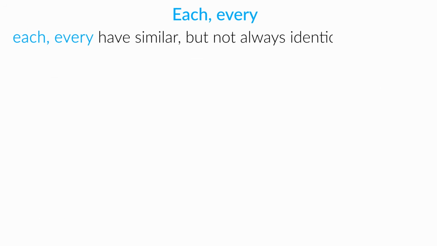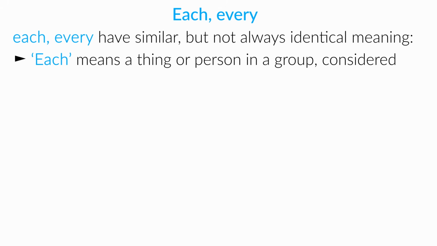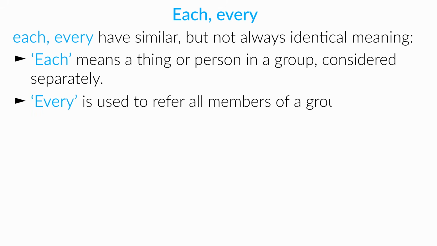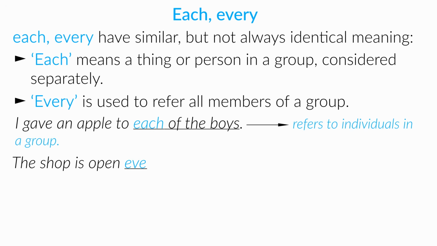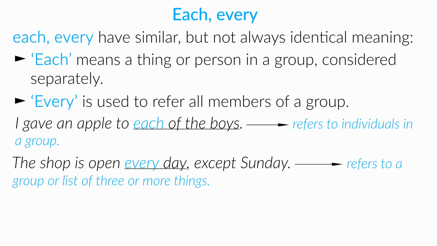Each, every. The quantifiers each and every are also a kind of determiner. They have similar but not always identical meanings. Each means a thing or person in a group, considered separately. Every is used to refer to all members of a group. For example, consider the sentences: I gave an apple to each of the boys. The shop is open every day, except Sunday.